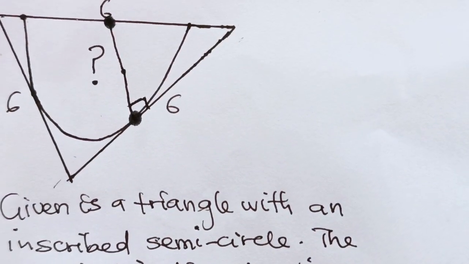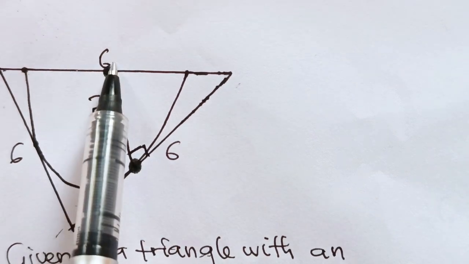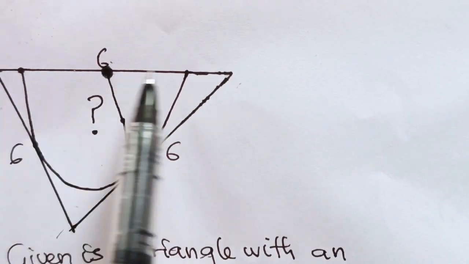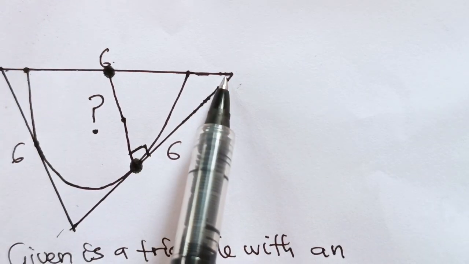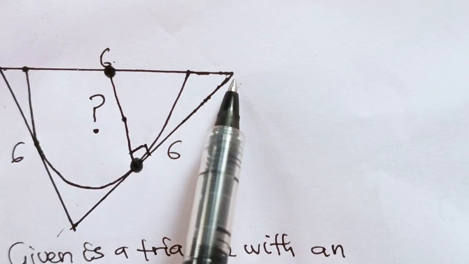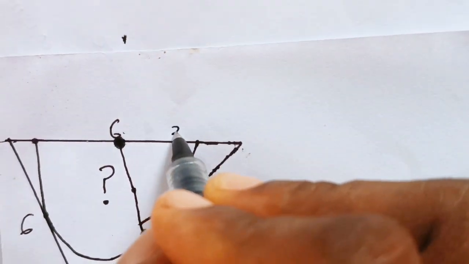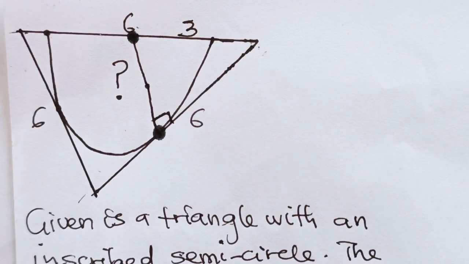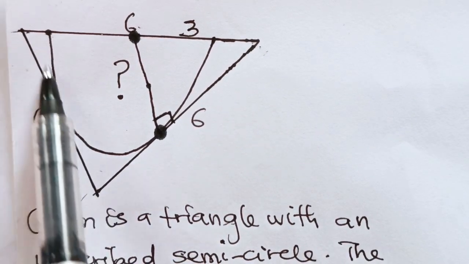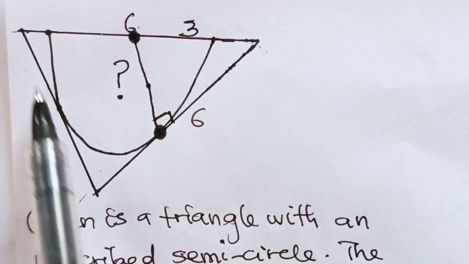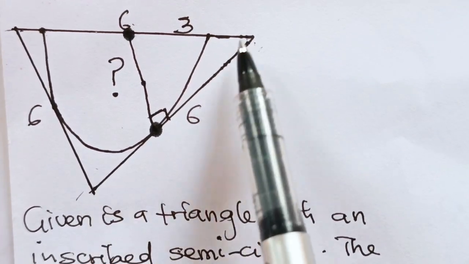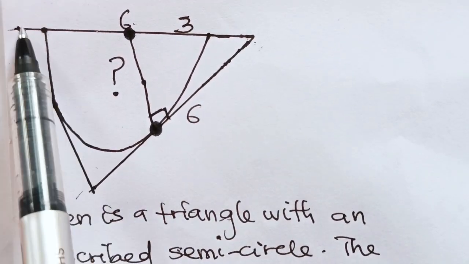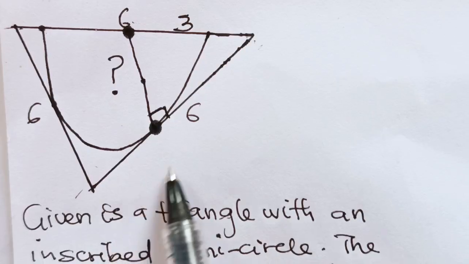Now also remember that from here to here is half of this line. If from here to here is 6, then from here to here is 3, right? So here should be 3. Now another thing we need to deduce is, like we are told, this is 6 units, this is 6 units, and this is 6 units. So this is an equilateral triangle.